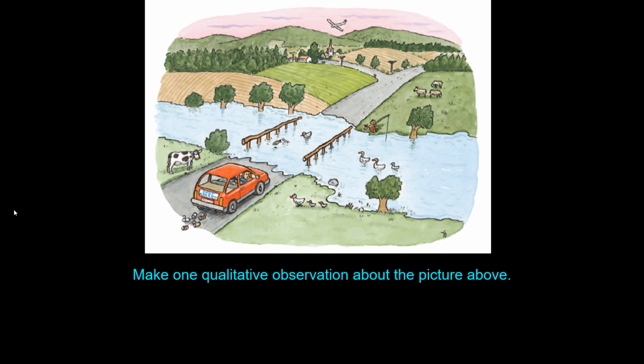Make one qualitative observation about this picture. The grass is green, I heard. Car is red. The bridge is flooded out. I didn't hear that one. Sky's pink or purple. All right. Yeah. I can say, other than it being flooded and the driver, everybody else kind of looks like they're peaceful. You know, they're kind of happy with the situation.